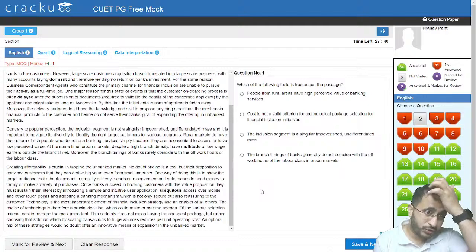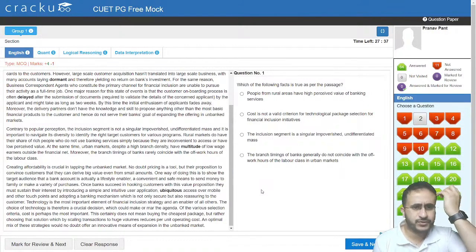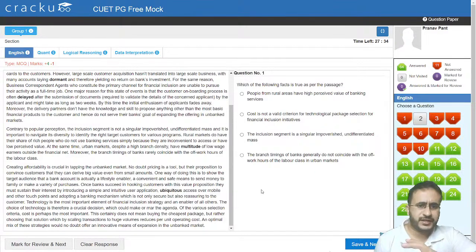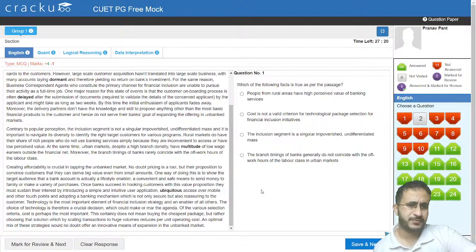The next is, say, contrary to popular perception, the inclusion segment is not a singular, impoverished, undifferentiated mass, and it is important to navigate its diversity to identify the right target customers for various programs. Rural markets do have their share of rich people who do not use banking services simply because they are inconvenient to access or have low perceived value. So, rural market also has rich people, but they do not use banks because the services are inconvenient. Okay, so good services are not available to the customers. At the same time, urban markets, despite a high branch density, have a multitude of low wage earners outside the financial net.